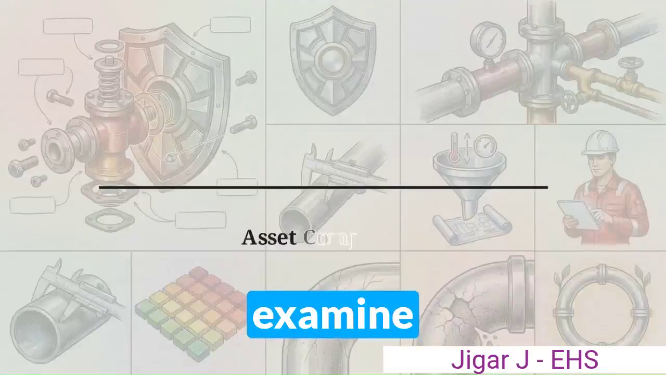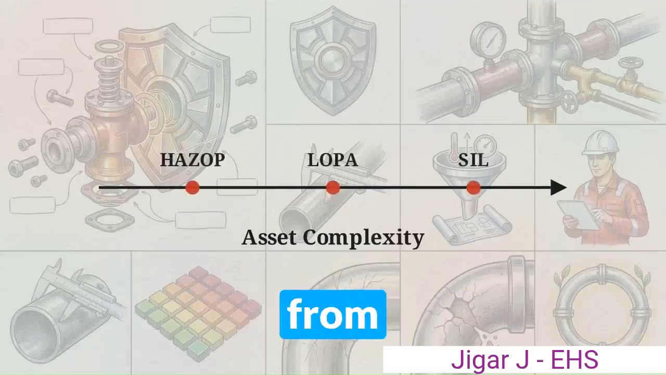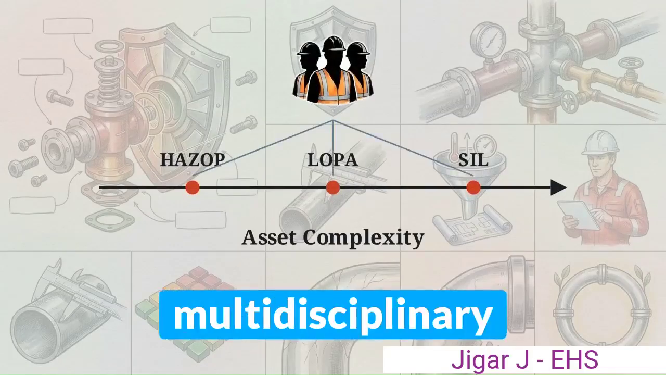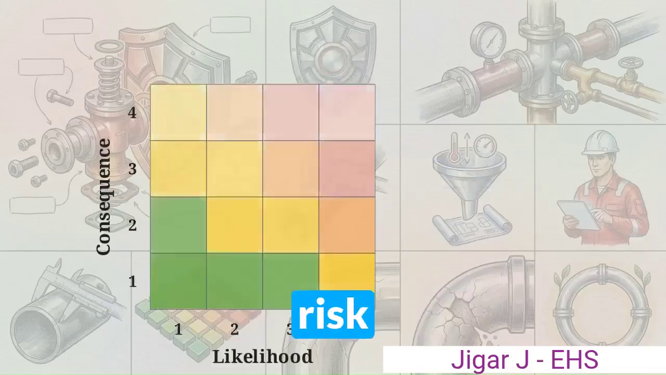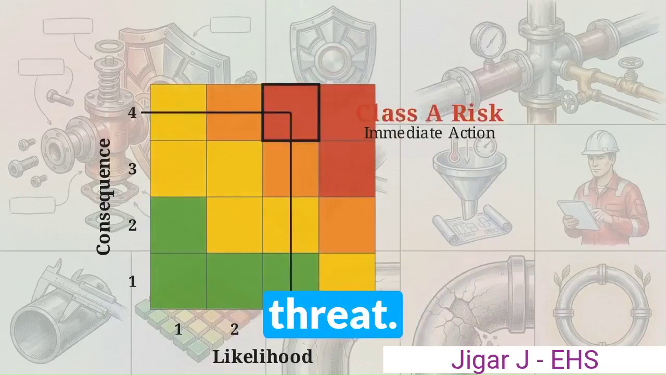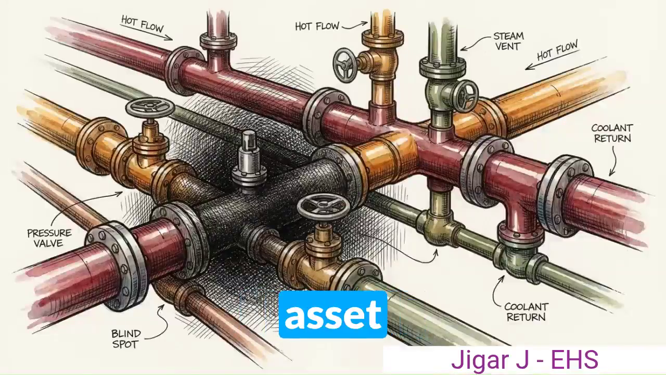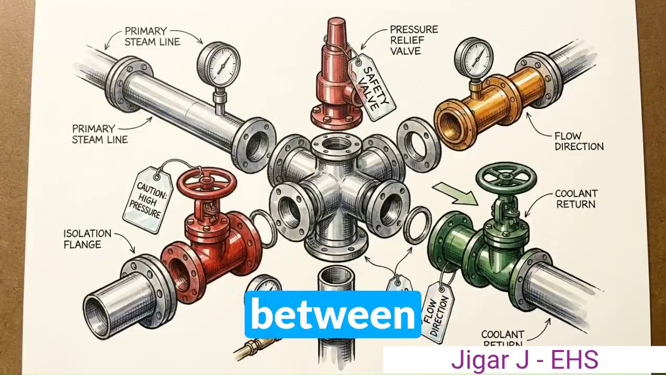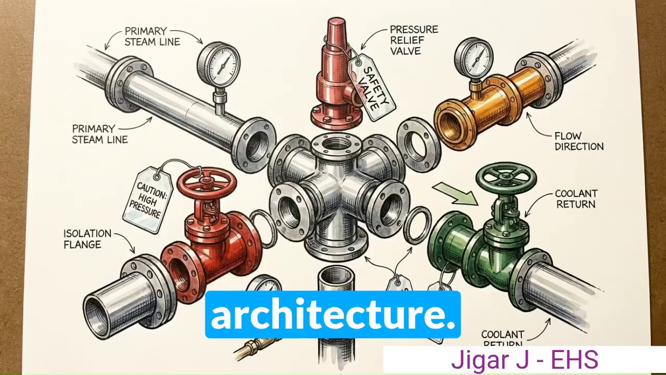We are going to examine how to map these methodologies, from HAZOP to LOPA, directly to asset complexity, utilizing multidisciplinary teams and rigorous risk matrices to quantify the threat. Applying the wrong tool to an asset wastes resources or leaves fatal blind spots. Mastering this calibration makes the difference between performing a meaningless paperwork exercise and building a genuine, life-saving safety architecture.